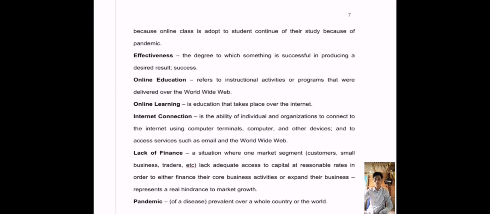Lack of finance, a situation where one market segment, such as customers or small business traders, lacks adequate access to capital at reasonable rates to finance their core business activities or to expand their business, which represents a real hindrance to market growth. Pandemic, a disease prevalent over a whole country or the world.